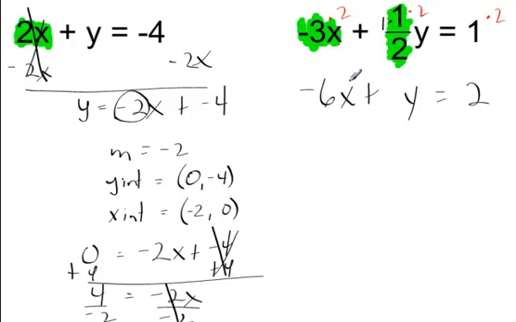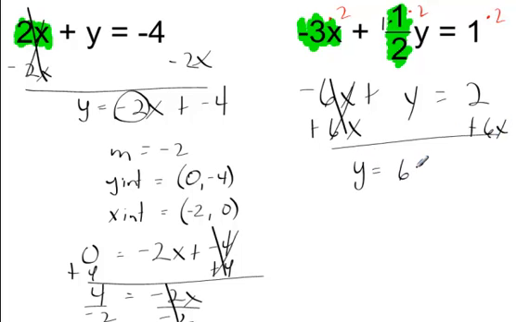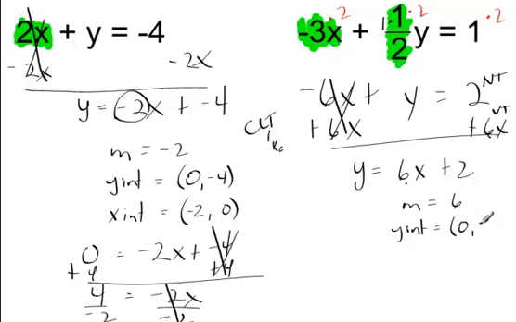So now we're going to get rid of this part. The opposite of negative 6x is positive 6x. They cancel. I'm left with y equals our positive 6x plus 2. Do not combine the number term and the variable term because they aren't the same. Remember your rules for combining like terms. All right, so now I know my slope is 6. I know my y-intercept is the 2, so it's going to be 0, 2. And I have to figure out my x-intercept.